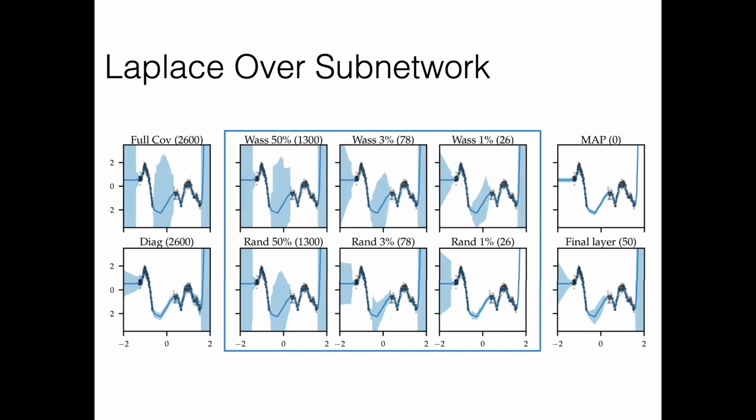Right, and so we proposed a subnetwork selection procedure based on the Wasserstein distance. Doesn't matter the details exactly, I can point you to the paper, but the point was by picking the subnetworks a little more creatively or intelligently, we can get down to 1% of the weights and still see that the uncertainty in the middle is quite high. So we're able to capture this solution by going from 2,600 weights just down to 26 weights.